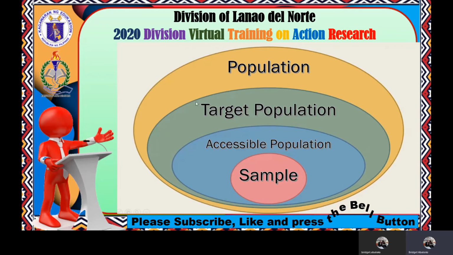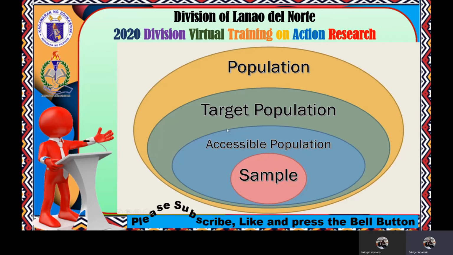So an example of this are the non-readers. We want to solve the reading problem of the non-readers. Therefore, the non-readers of the Department of Education is our target population.